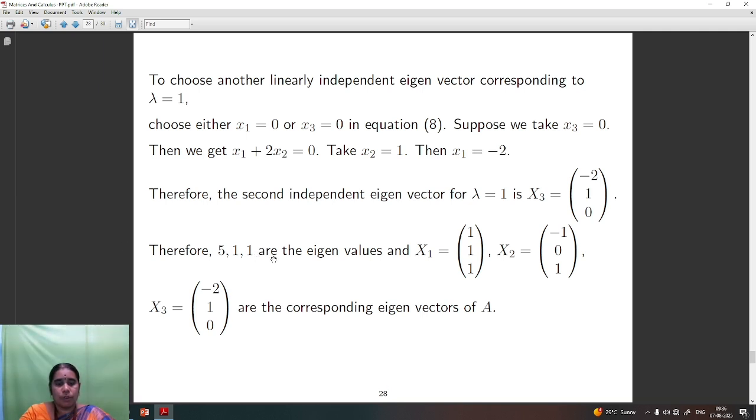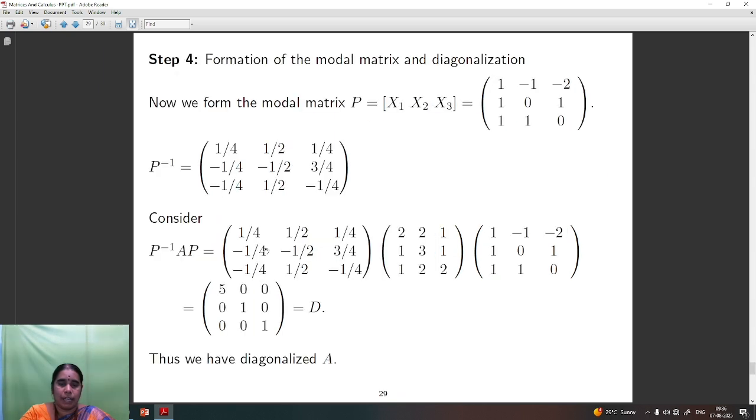Therefore, 5, 1, 1 are the eigenvalues, and the corresponding eigenvectors for these eigenvalues are x1, x2 and x3 as shown, the corresponding eigenvectors of the given matrix A. Next we have to find the model matrix. For calculating P, the model matrix, the columns contain the eigenvectors of the given matrix. So the first column belongs to the first eigenvector, the second to the second eigenvector, the third to the third eigenvector. Then we have to calculate P inverse.